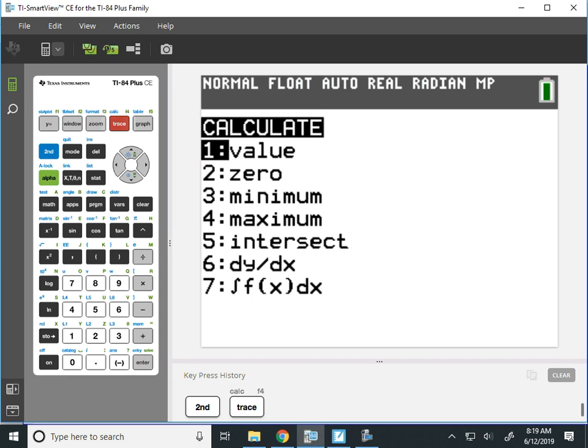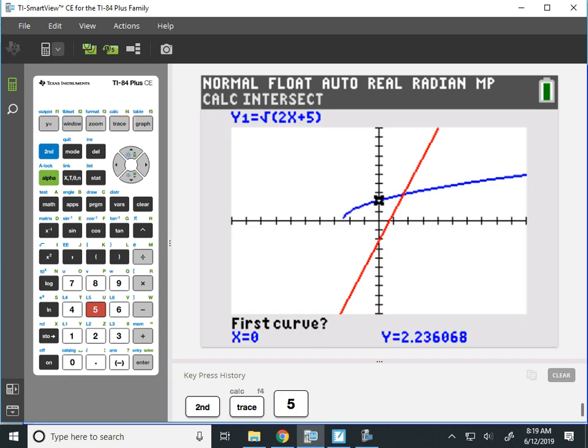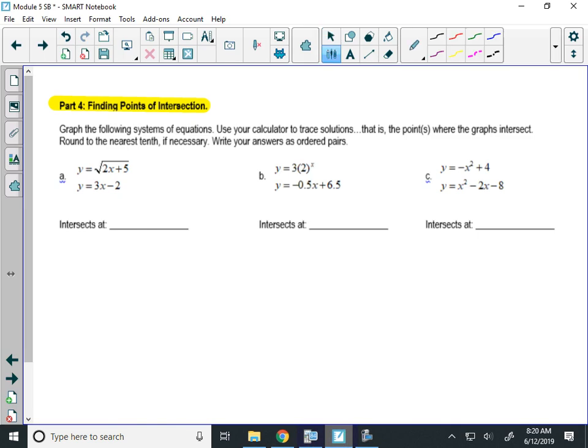This is where I use number 5, intersect. That means cross. Now, the nice thing here is I actually don't even have to move my cursor for this one. All I have to do is hit enter, because it's on the first curve, it's on the blue line. Hit enter, my cursor is now on the red line, so I hit enter a second time, and guess is the third time. And it tells me where that point is at 1.6, 2.9. And that's all you have to do.